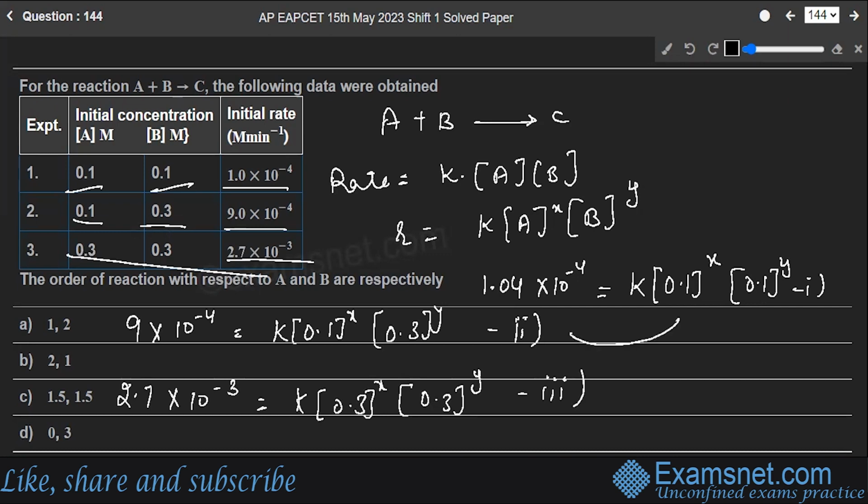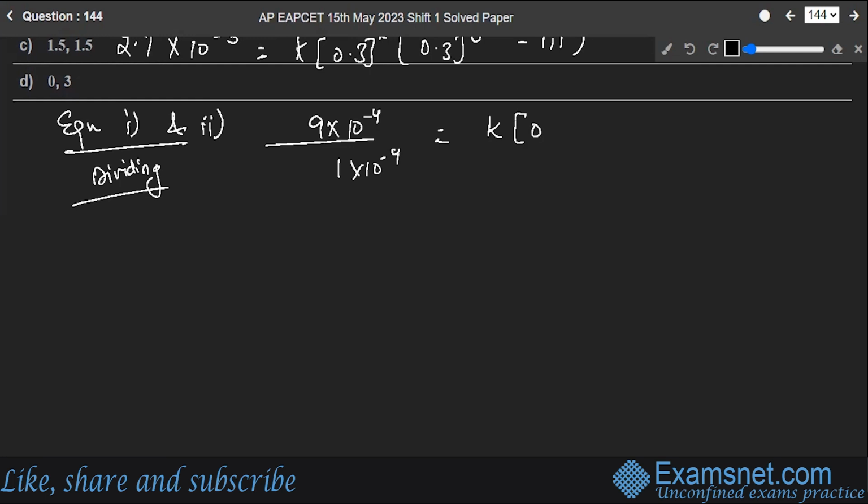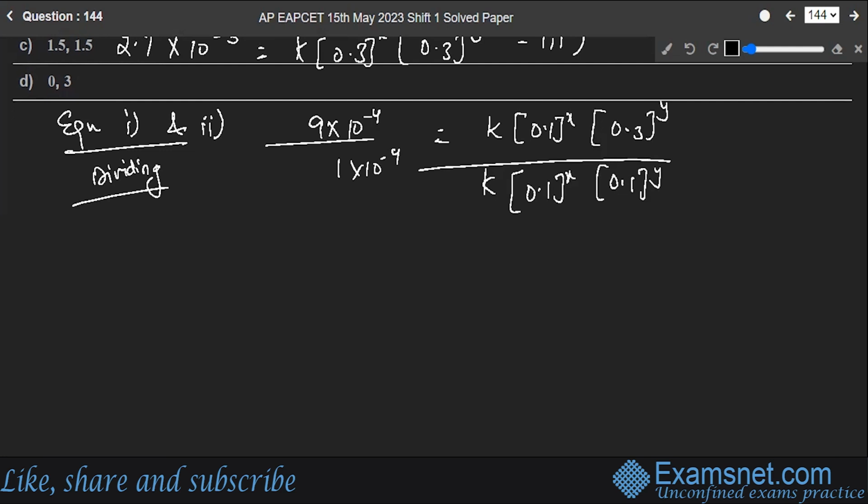So using the first two equations, equation 1 and 2, what you get is dividing both of them. 9 into 10 power minus 4 upon this is equal to K into 0.1 power x, 0.3 power y upon K, 0.1 power x, 0.1 power y. These will cancel. We will have 9 is equal to 3 power y only. So that means you have y as 2.